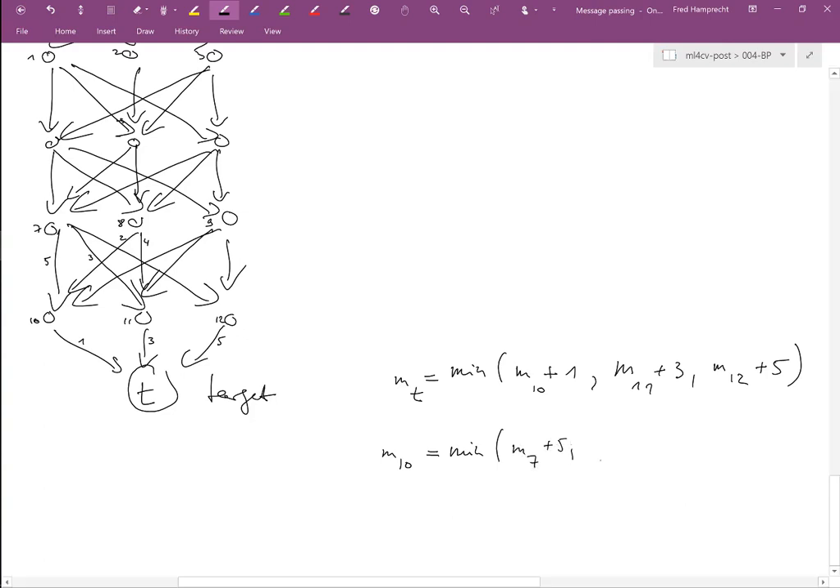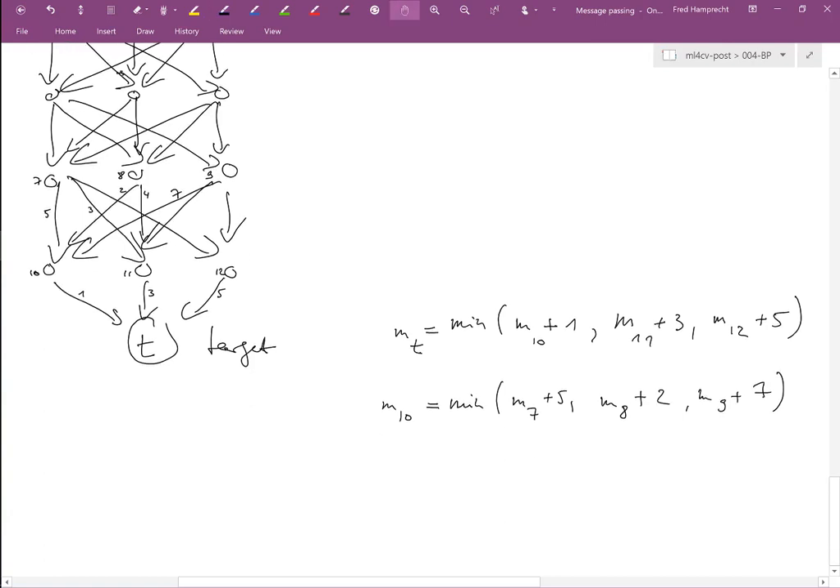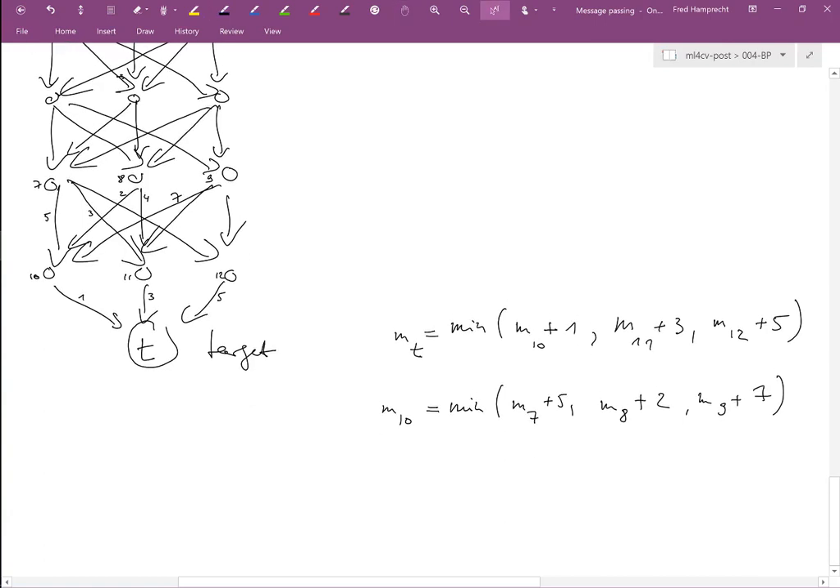M7 plus 5, or M8 plus, what is it, 2? Or M9 plus, I have not invented anything yet, let's say plus 7. And now we have M10 here, and we also need M11. M11 is the minimum of, how do we reach 11? Via node 7 plus 3, or via node 8 plus 4, or via node 9 plus, let's say, 8.